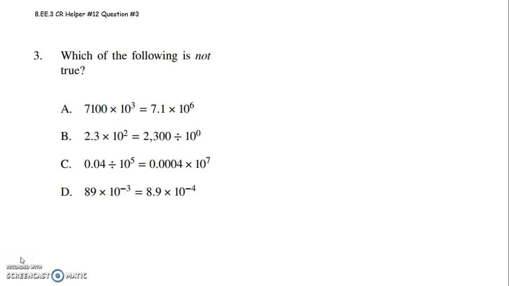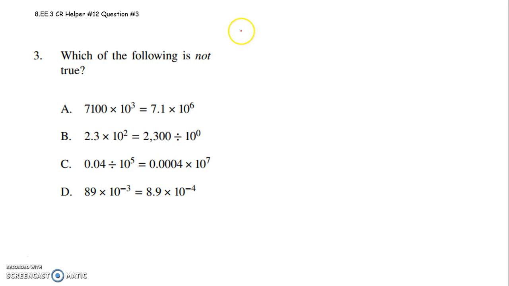All right, 8th graders, this is to help you with question 3 on CR number 12. It says, which of the following is not true? And they give you a series of numbers written in various forms. What I'm going to choose to do is write each number in standard form. You have a choice. I'm going to write the numbers in standard form, or you could choose to write all the numbers in scientific notation. So that's what you have to decide.